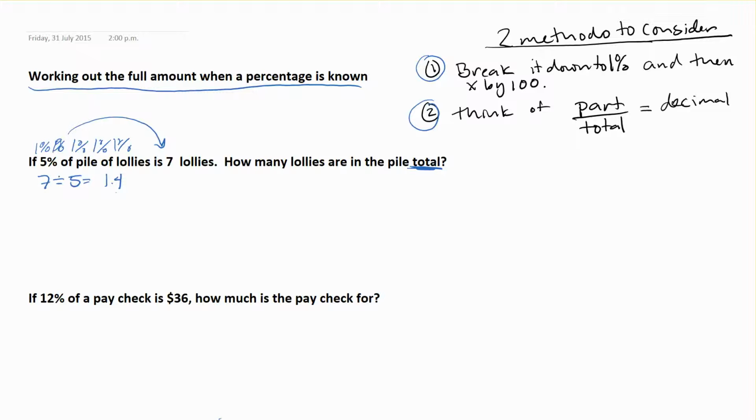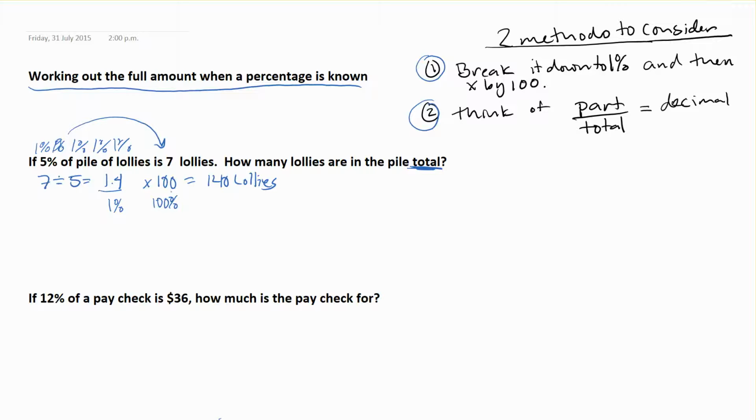And so from there, we can go times by 100, because if you have 1%, to get to 100%, the whole amount, you're going to times by 100. So you get 140 lollies. So again, the 1.4 is 1% of the original, and times it by 100 you get to the total amount.